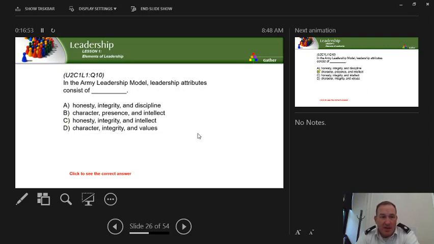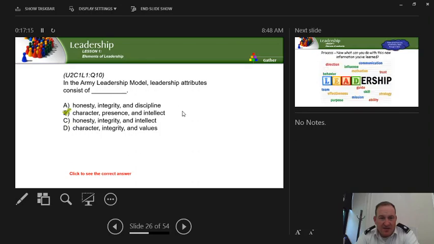Okay. In the Army leadership model, leadership attributes consist of what? Yeah, a couple choices there. A bit of overlap in some areas. Makes it a little bit harder. Correct answer here is character, presence, and intellect.